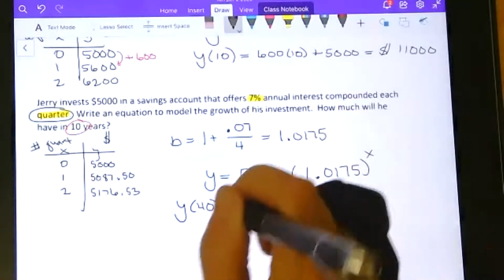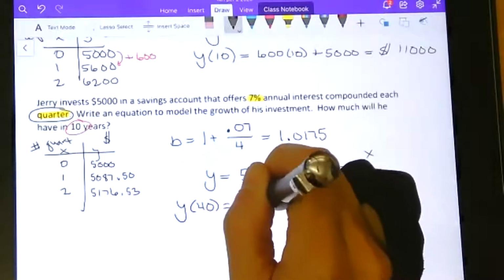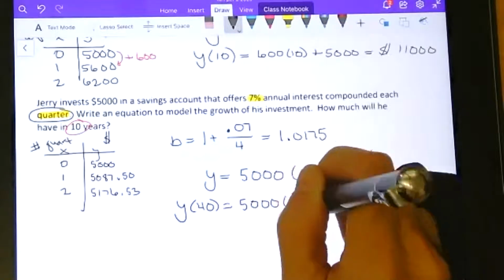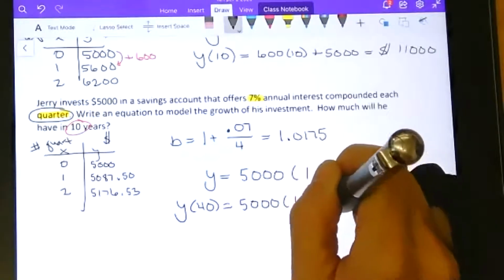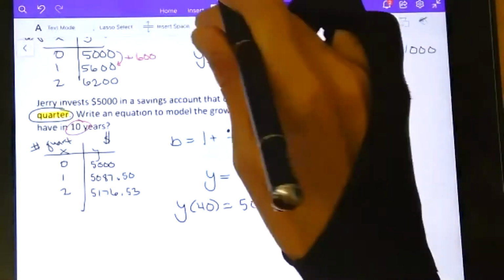So in other words, his entire calculation needs to be done in quarters because that's how often his money is being compounded. So the bank is giving him interest every quarter.